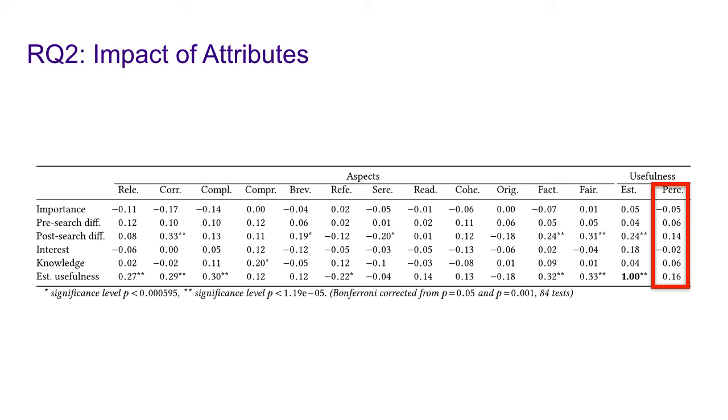In this slide, we show the correlation between the perceived usefulness of answers and certain attributes of askers and answerers. The attributes are shown in the first column of the table. These are the importance of the question to the asker, pre-search and post-search question difficulty predicted by the asker, the interest and knowledge of the answerer about the question, and finally, the usefulness of the answers estimated by the answerers. According to the last column, all of these attributes have negligible correlation with the perceived answer utility. We also note that none of the correlation values is statistically significant, so we will not spend much time with this table.